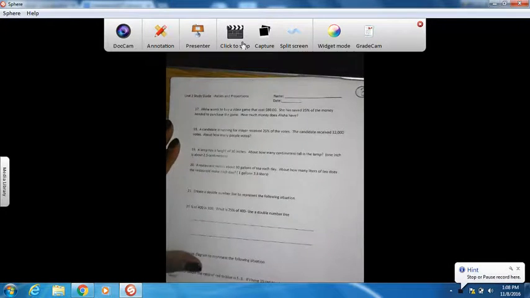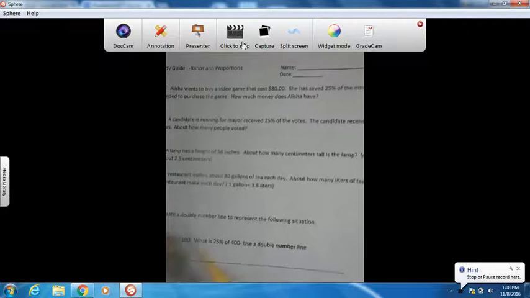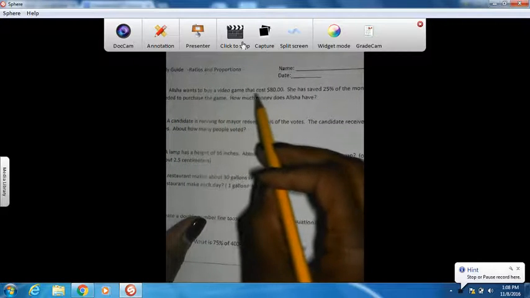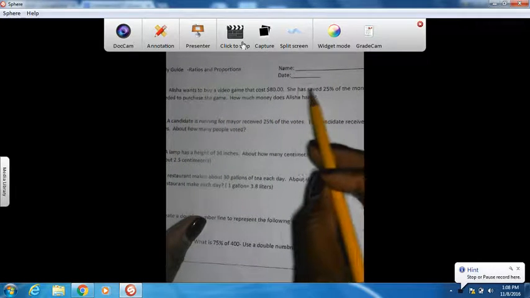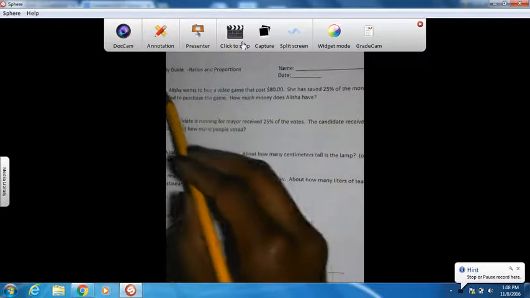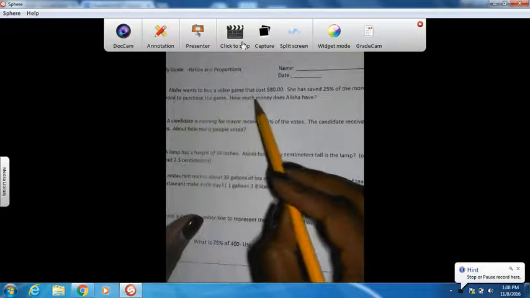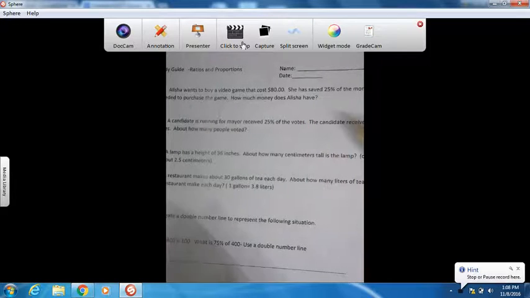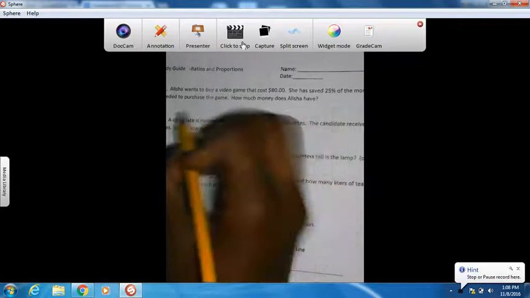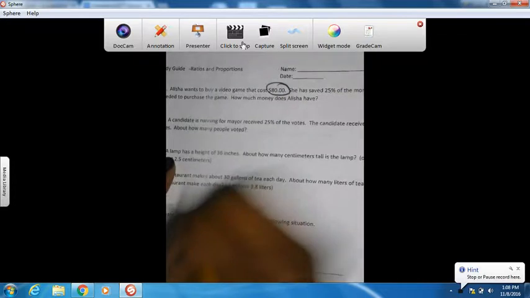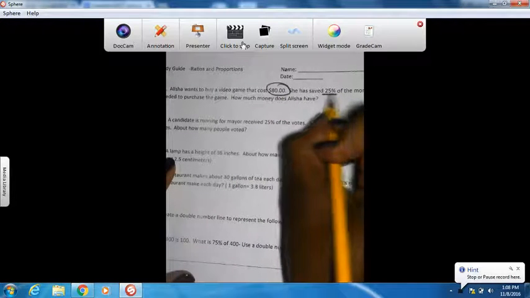Alright, so Alicia wants to buy a video game that costs $80. She has saved 25% of the money needed to purchase the game. How much money does Alicia have? So the total cost of the game is $80, and she's already saved 25%.